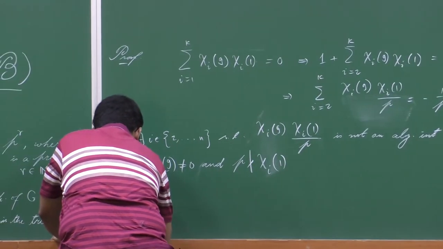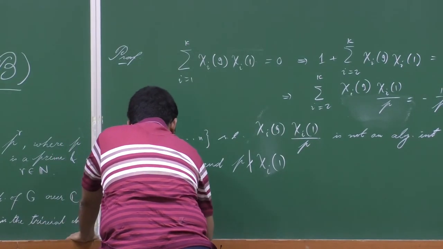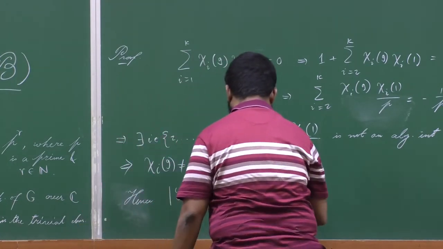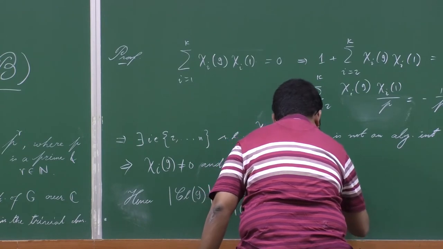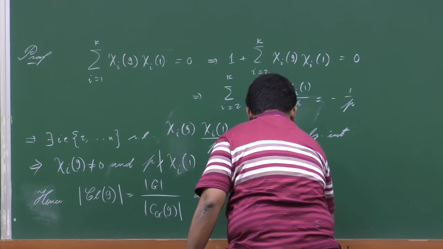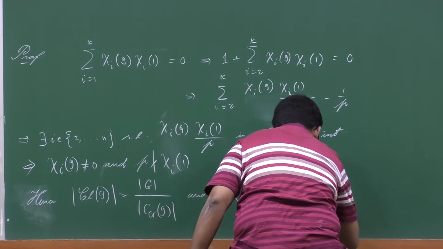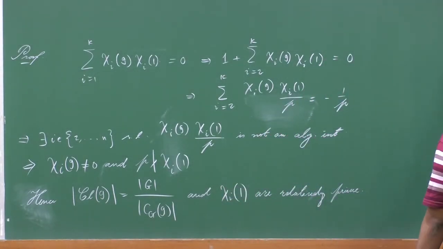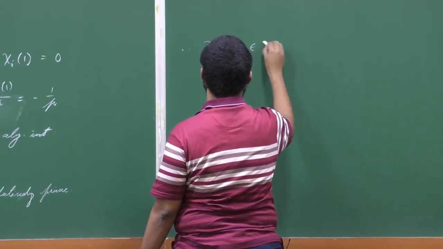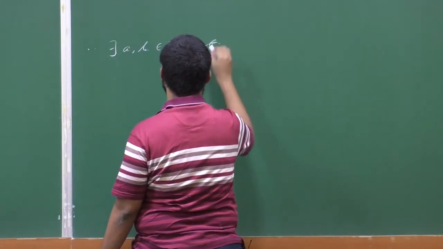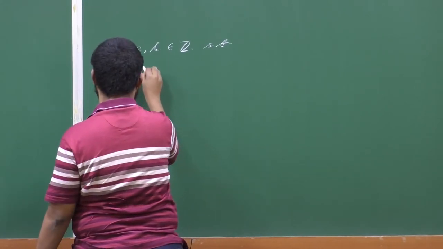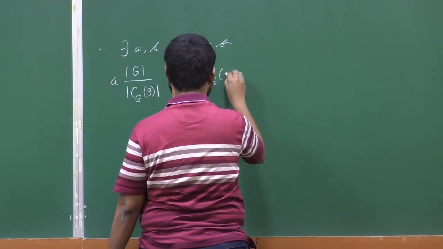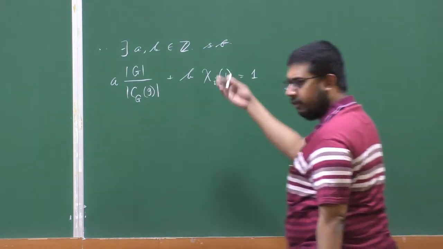hence this fellow and chi_i(1) are coprime, relatively prime. And then what does that imply? This implies that there exist integers a and b such that a times the order of the conjugacy class of g plus b times chi_i(1) is 1. This follows from Bezout's theorem.